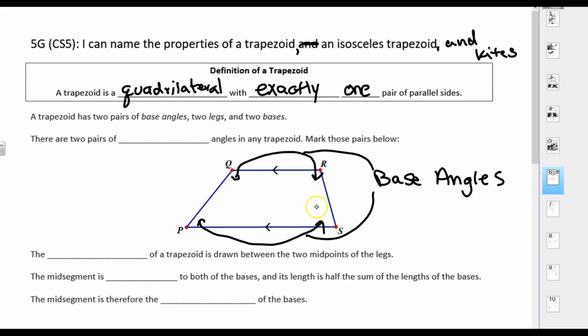Two legs. My legs are these non-parallel sides, right? A leg and a leg. And two bases. The bases are the parallel sides. So this guy here is a base, and this guy here is a base.